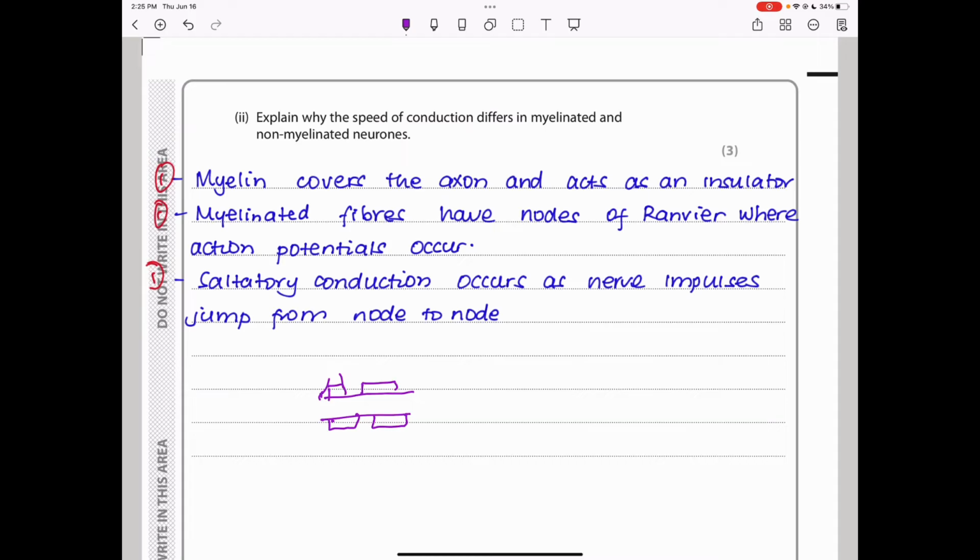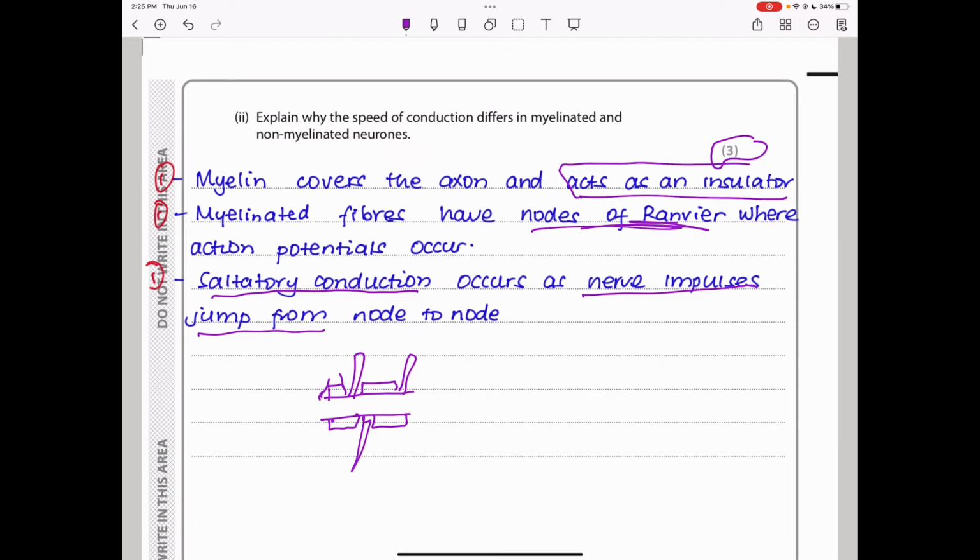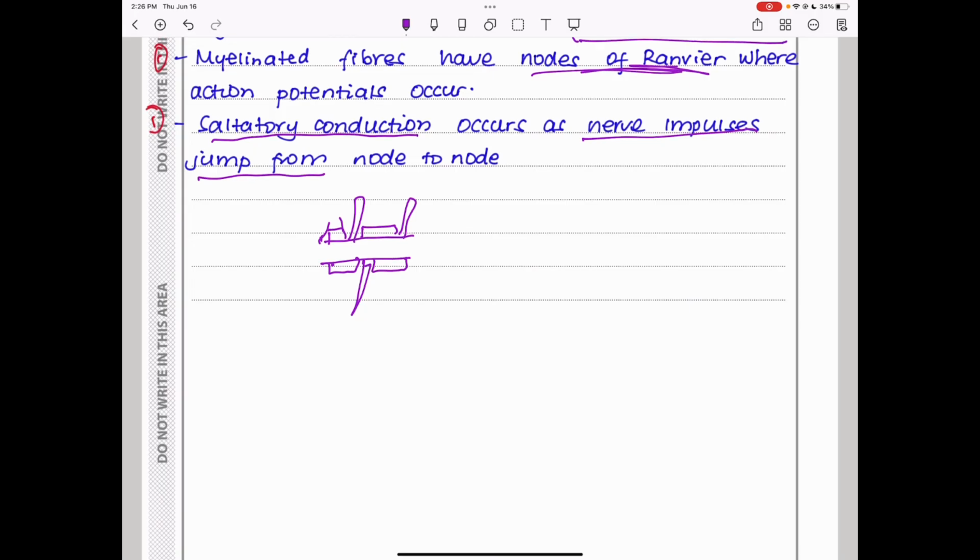So I said myelin covers the axon and acts as an insulator, and myelinated fibers have nodes of Ranvier where action potentials occur. Because of that, conduction is only going to occur at those points we call the nodes of Ranvier. So saltatory conduction will occur as nerve impulses jump from one node of Ranvier to the next. To get 3 marks, you have to include that myelin acts as an insulator, that there are nodes of Ranvier, and that saltatory conduction will occur as impulses jump from one node of Ranvier to the next one.